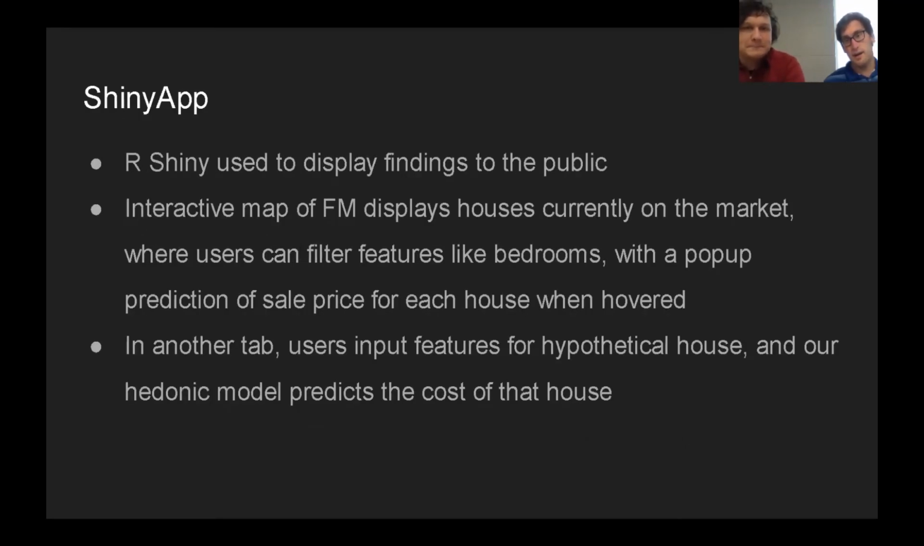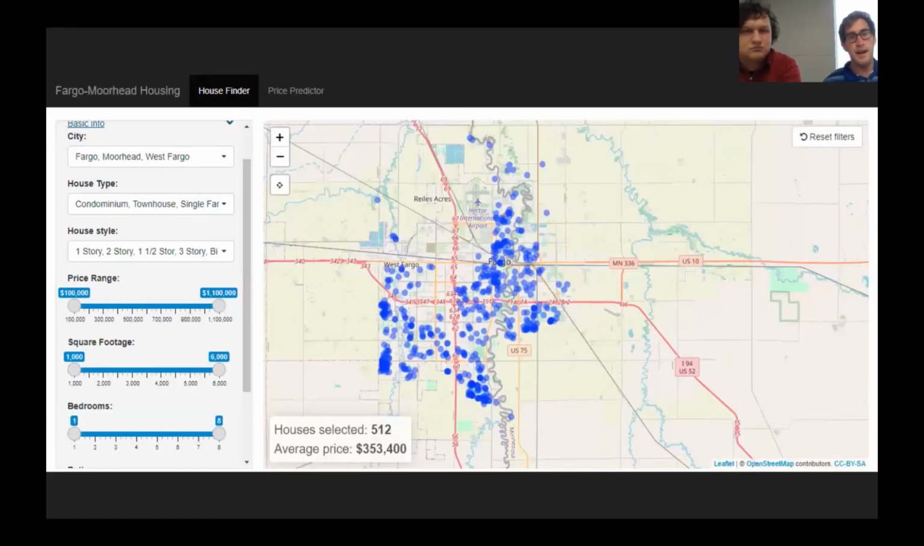And then to communicate the data to the public, we used the Shiny app from RStudio. And for this, we built an interactive map of Fargo-Moorhead using Leaflet that displays houses currently on the market, where people can filter the houses for features like number of bedrooms. So all the houses with 5 bedrooms would display, and there is a pop-up prediction of sales price for each house when hovered over. In the next tab, users can input features for a hypothetical house, and our hedonic model predicts the cost of that house. And there's an example of the filtering slide there.